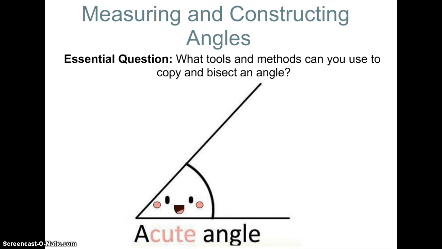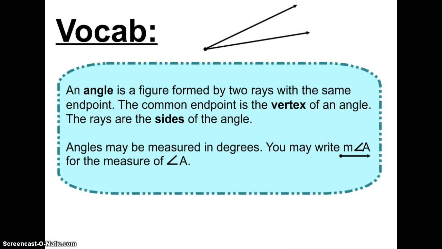We're not only going to be copying angles here, but we're going to be bisecting them as well. You're going to need to have out in front of you your compass, as well as your straight edge and your protractor. Now, your protractor may have a straight edge on it, that's fine. Okay, so let's go ahead and get started for today.